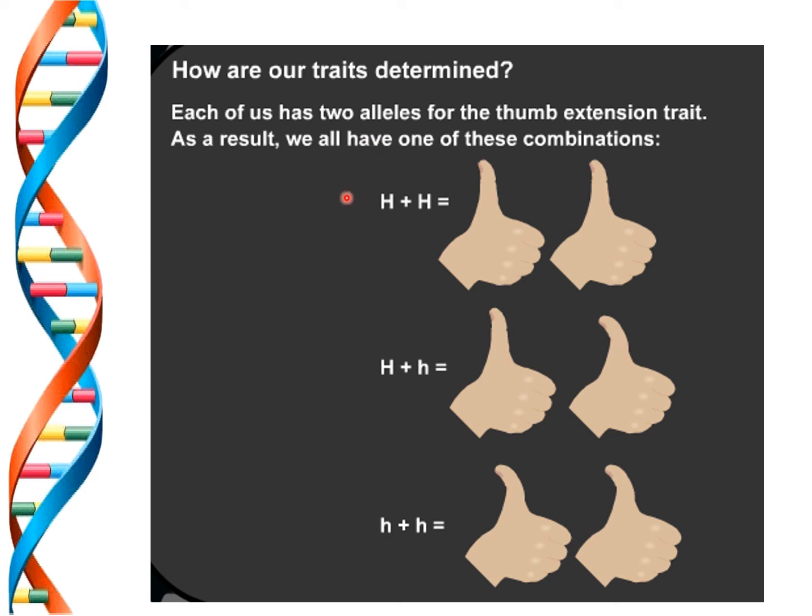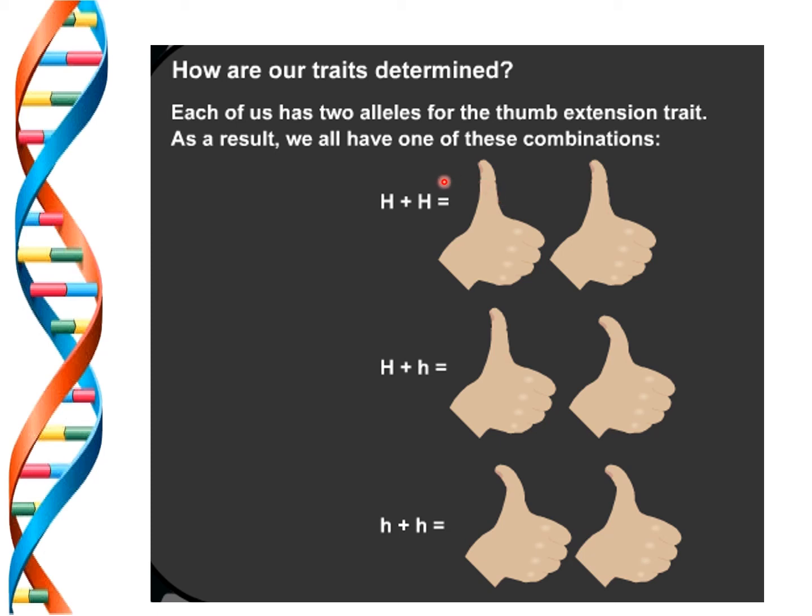Each of us has two alleles for the thumb extension trait. As a result, we all have one of these combinations: either capital H plus capital H, resulting in straight thumbs, capital H lowercase h, resulting in a straight thumb, or two lowercase h's, resulting in hitchhiker's thumbs.